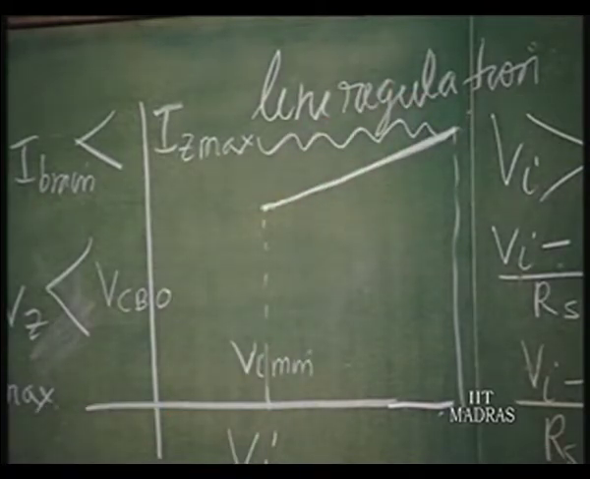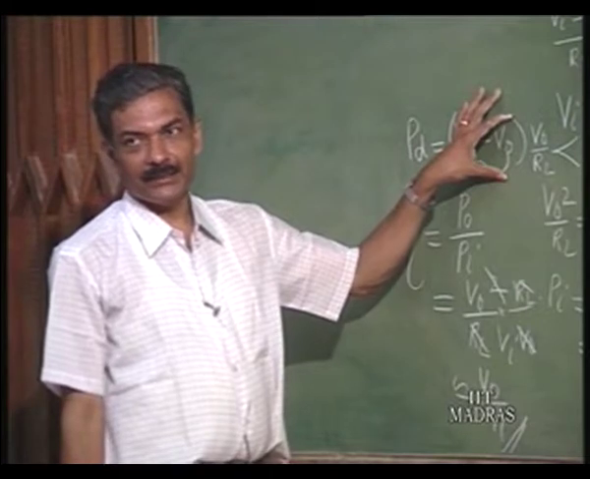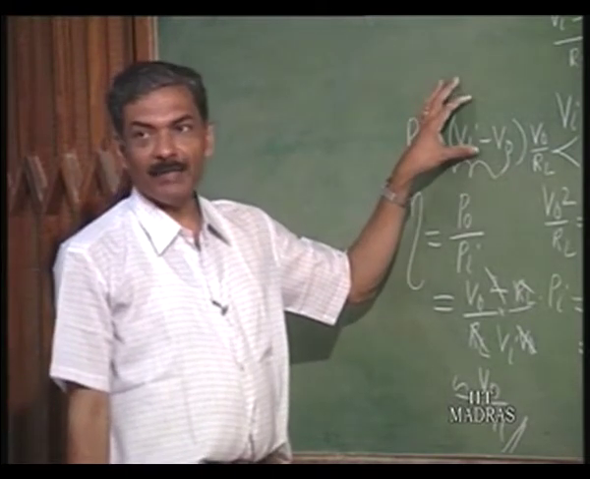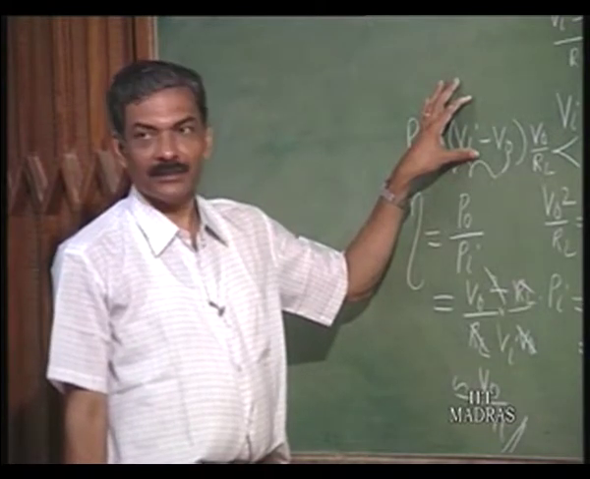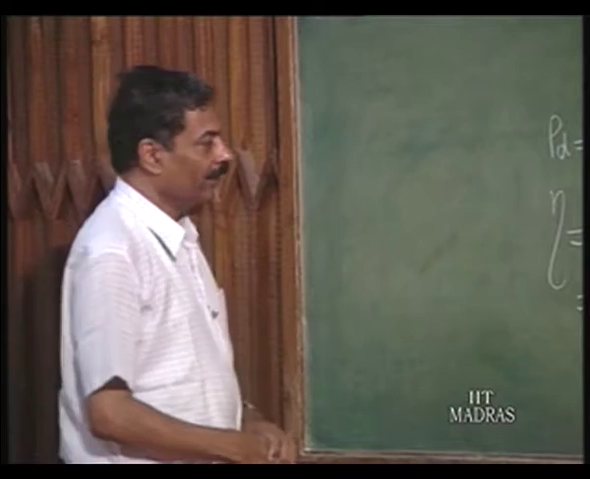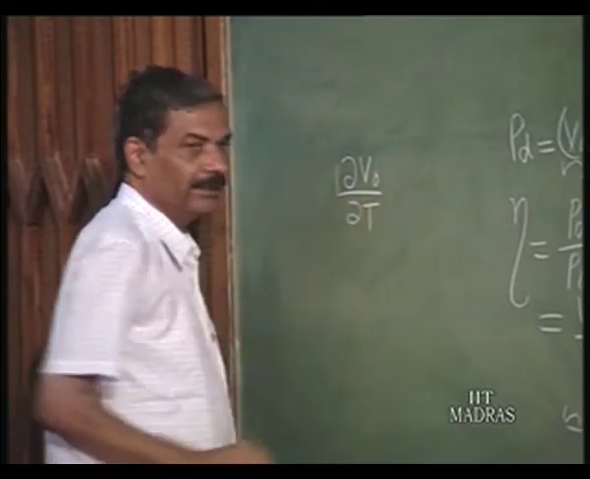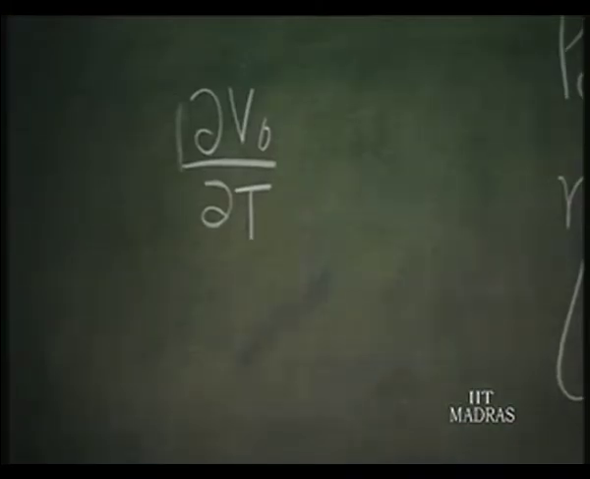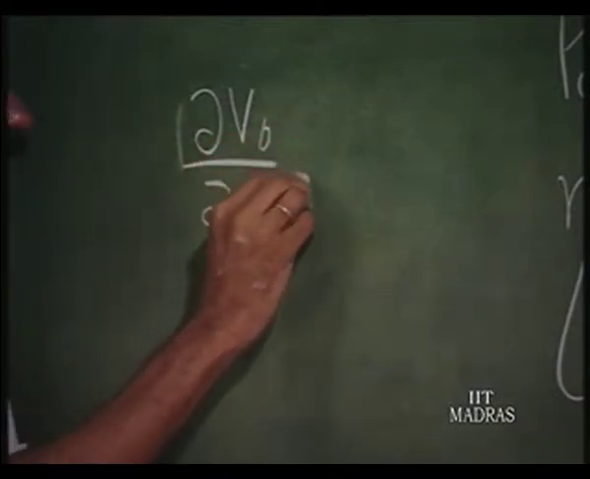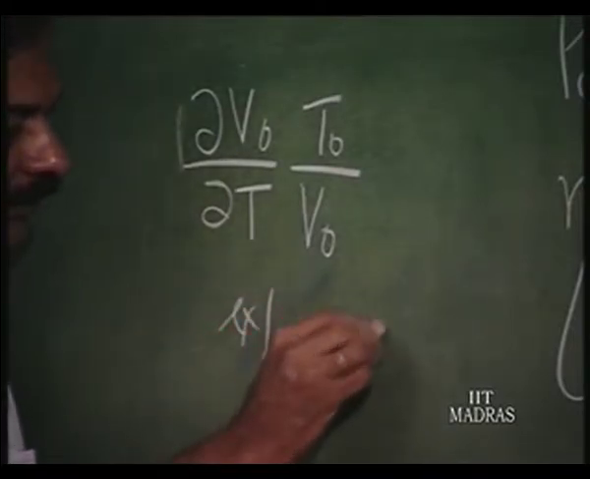So, we have now established what the efficiency of this circuit is, what the maximum power dissipated for the device is, from which we can get V I max as far as this circuit is concerned. Now, we can evaluate the temperature coefficient of output voltage V naught, which is delta V naught by delta T, divided by V naught, evaluated at room temperature, expressed as what?